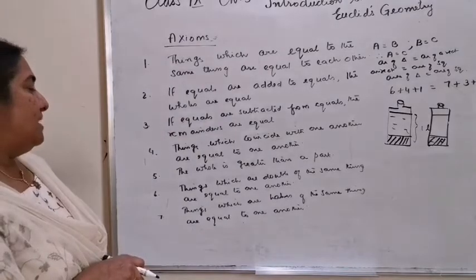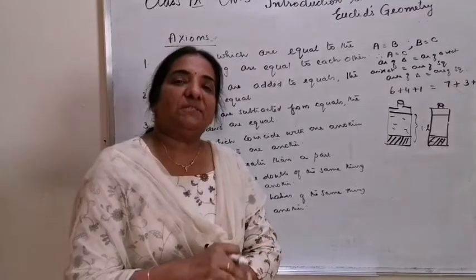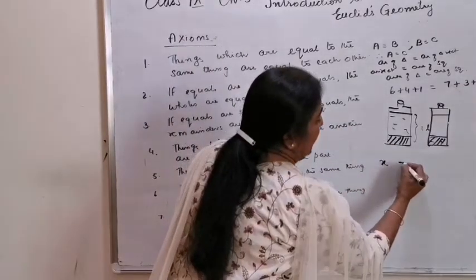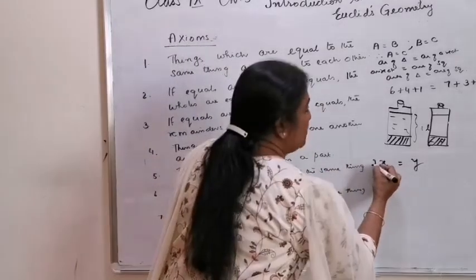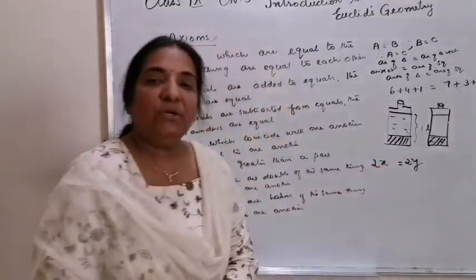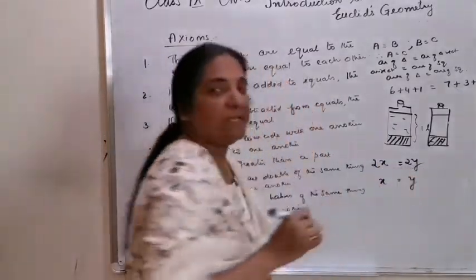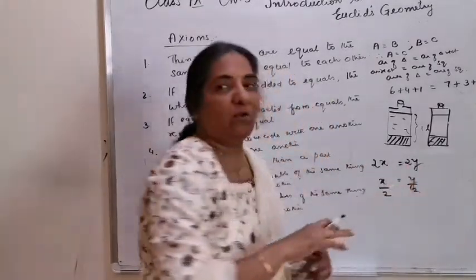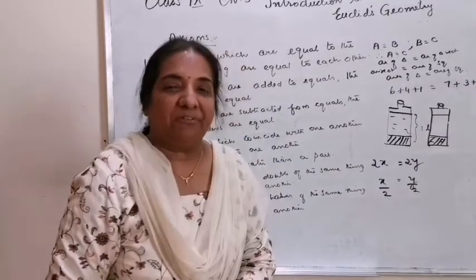Things which are double of the same thing are equal to one another. In case you are given x and y are equal, automatically 2x and 2y are also equal. Similarly, if two quantities x and y are equal, half of x and half of y are also equal. This we have applied even in geometry.